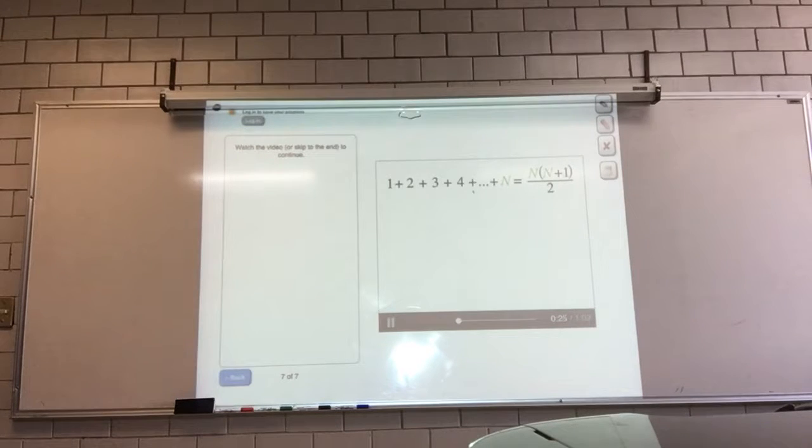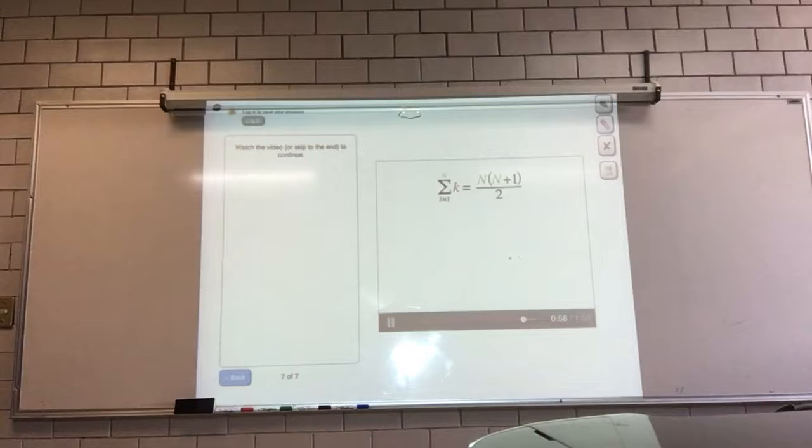Let's rewrite the series using sigma notation. And at this point, let's check our formula to make sure it works. Earlier, you found the sum of the numbers from 1 to 5 equals 15. Let's see if we get the same answer using our new formula. N represents the largest number in the sum, which is 5 here. 5 plus 1 is 6. And 5 times 6 is 30. 30 over 2 equals 15, so yes, the formula has given us the correct answer.